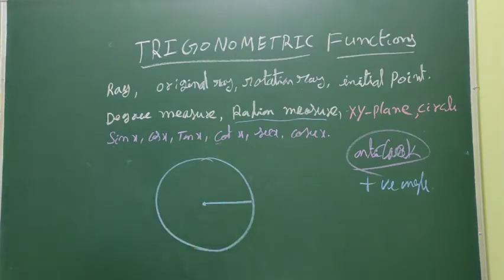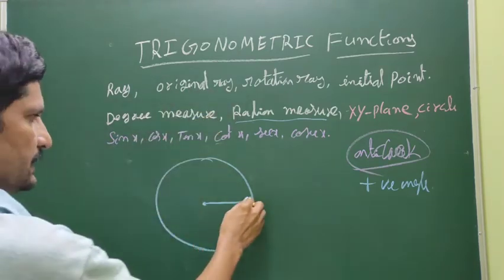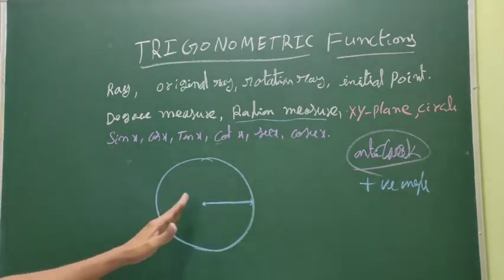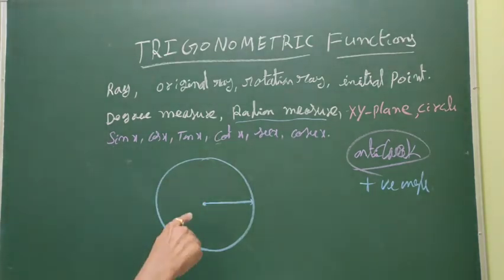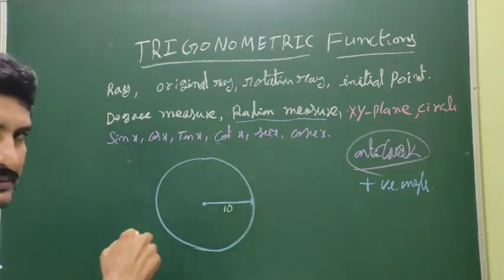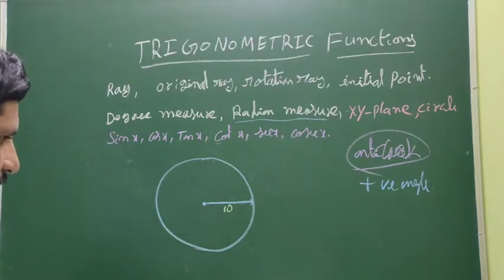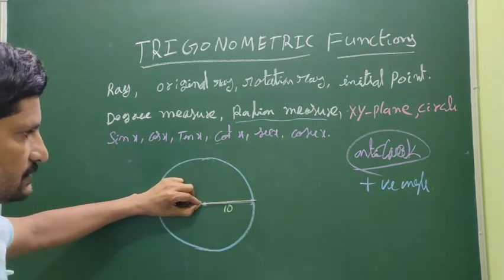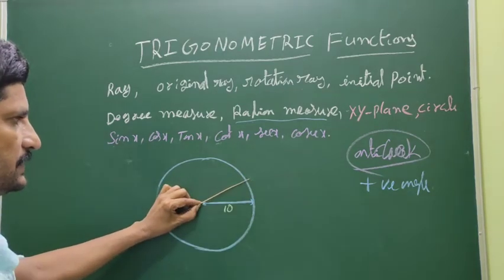Now this line is the original ray. Take it as the original ray. Actually, the original ray is going outward also. You may draw it out of the circle. Now this radius, this length, suppose it is 10 centimeters. See, this stick is the radius. Now it rotates.